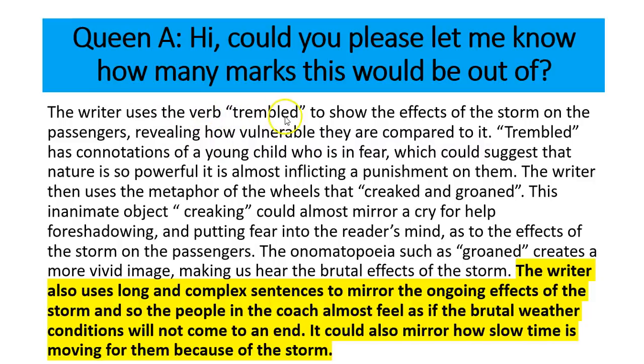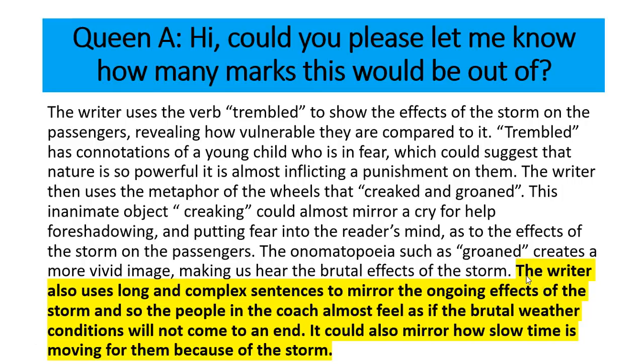The writer uses the verb tremble to show the effects of the storm on the passengers, revealing how vulnerable they are compared to it. Trembled has connotations of a young child who is in fear, which could suggest that nature is so powerful it's almost inflicting a punishment on them. The writer then uses the metaphor of the wheels that creaked and groaned. This inanimate object, creaking, could also mirror a cry for help, foreshadowing and putting fear into the reader's mind as to the effects of the storm on the passengers. The onomatopoeia, such as groaned, creates a more vivid image, making us hear the brutal effects of the storm.